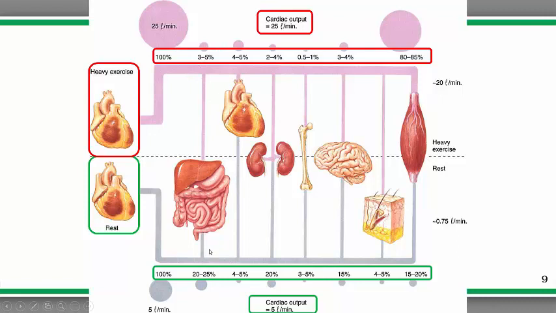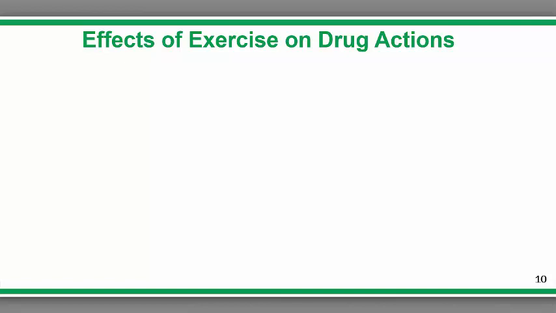from 20 to 25% down to 3 to 5%. We see that the kidney percent decreases from 20% down to 2 to 4%. And if we jump over here to skeletal muscle, we see that blood flow increases considerably from 15 to 20% up to as high as 80 to 85%. So the cardiovascular system is a very dynamic system that can alter blood flow to tissues as needed with exercise.